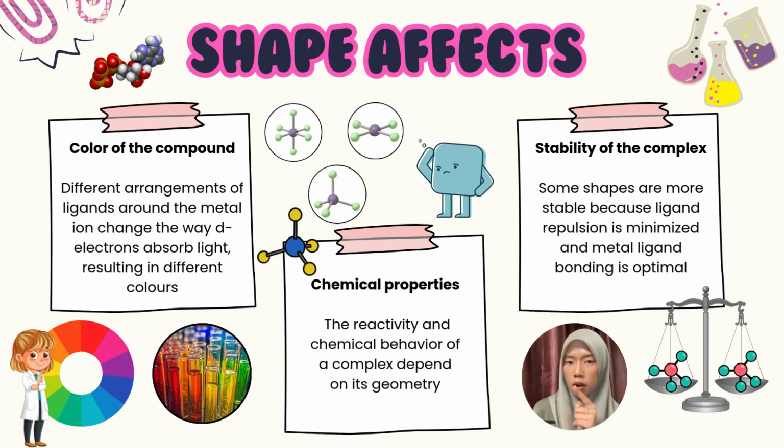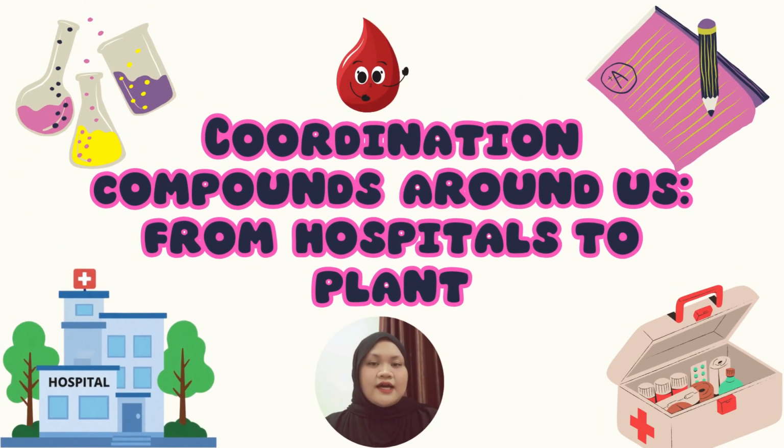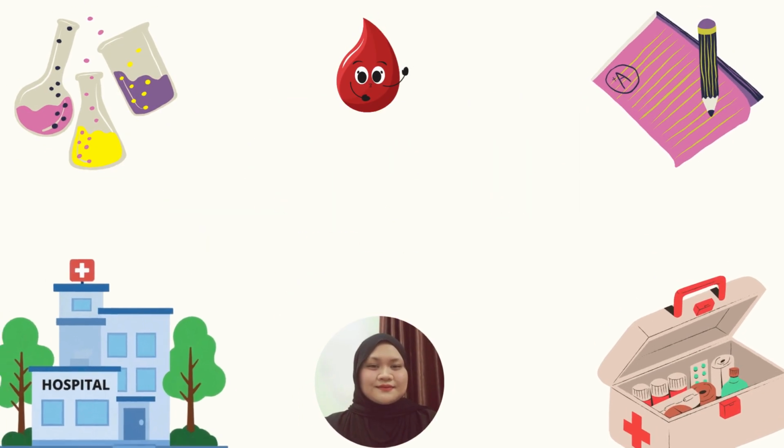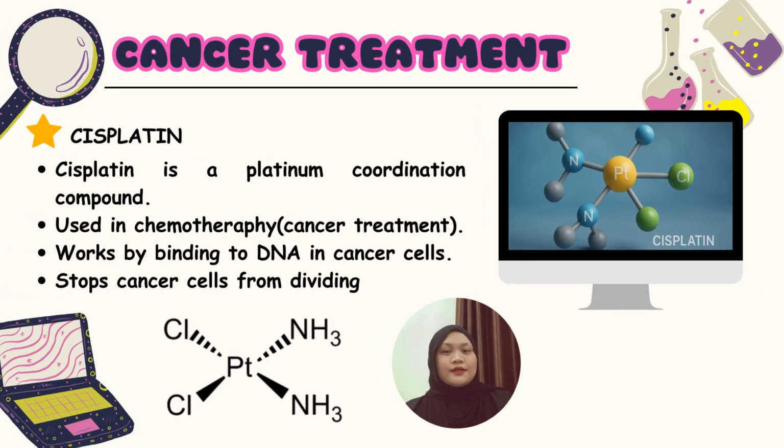So, the shape of a coordination complex plays a major role in determining its color, stability, and chemical properties, making it a very important concept in coordination chemistry. So, now I will explain what coordination compounds exist around us. So now, let's take a look at the first coordination compound.